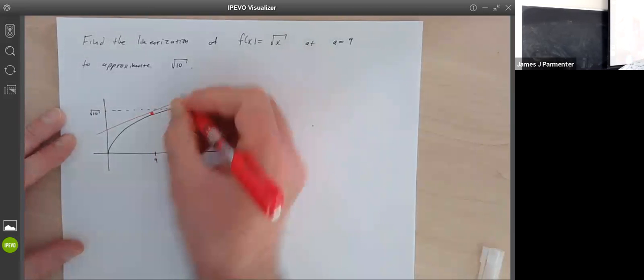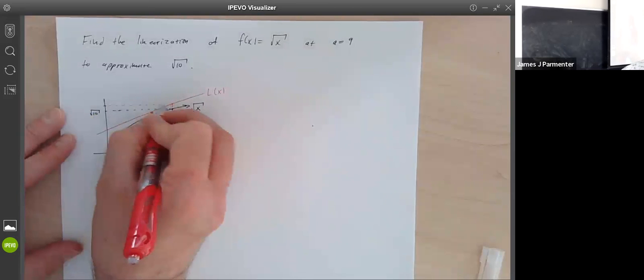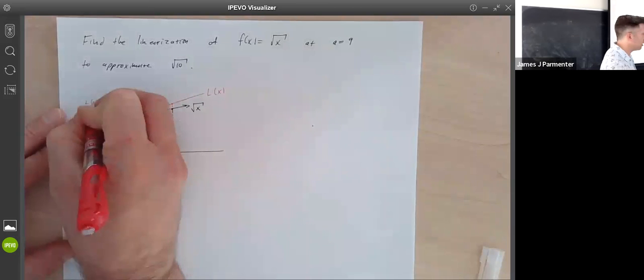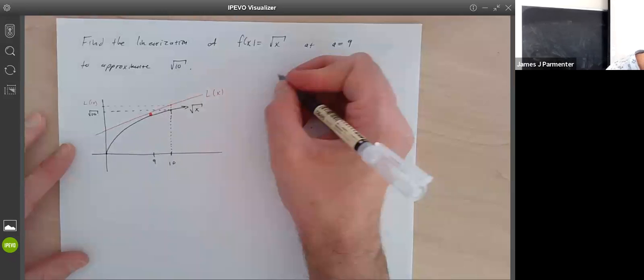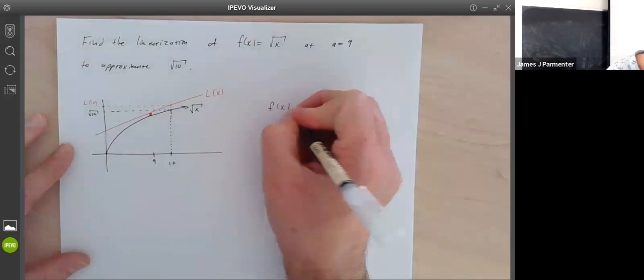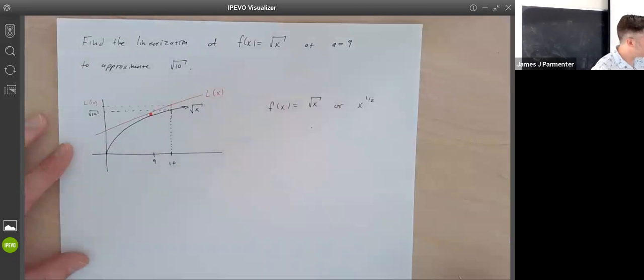And we're going to actually be able to calculate that value. And the idea is that that value is close to the value that we want. It's an approximation. So let's do all the things. Our function is the square root of x, or preferably x to the 1/2.